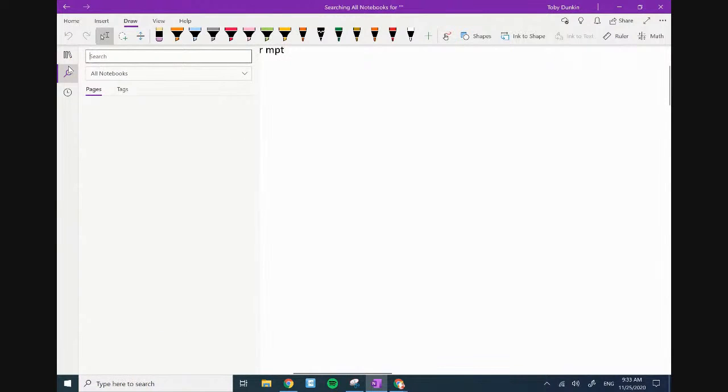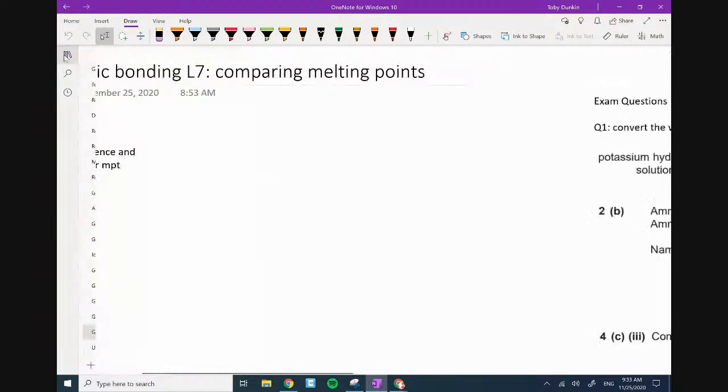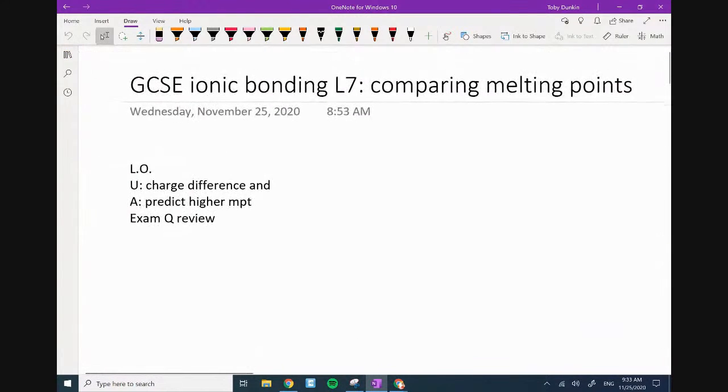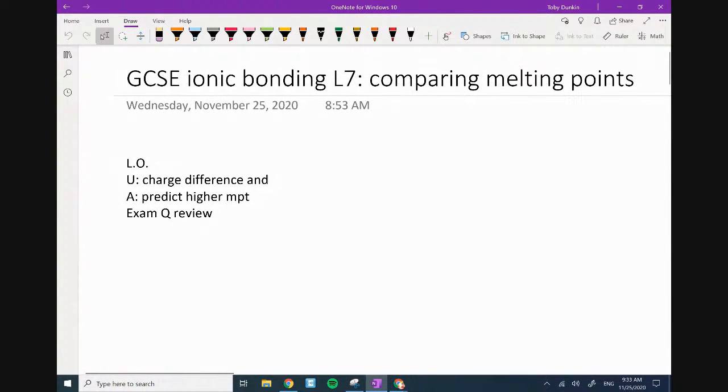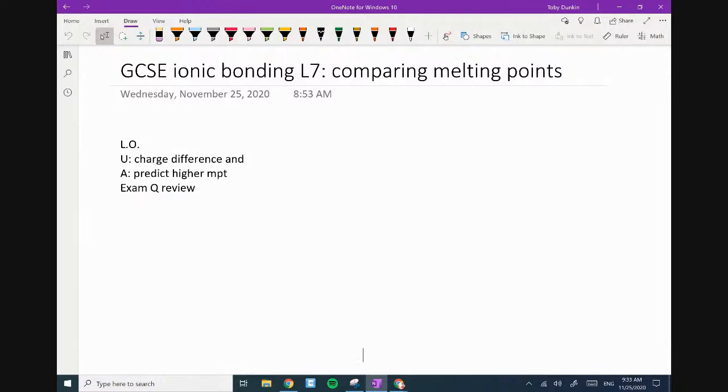So today's lesson is the last lesson of ionic bonding. And then we're going to be moving on to doing electrolysis. Now, electrolysis is kind of a subset of ionic because electrolysis only works with ionic compounds. But we need to box this off, do an assessment.